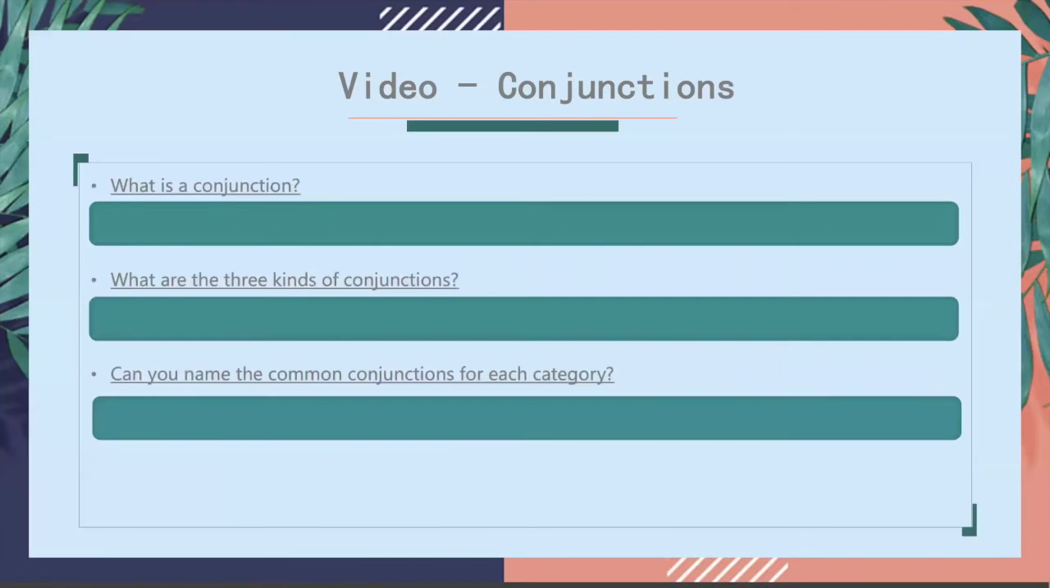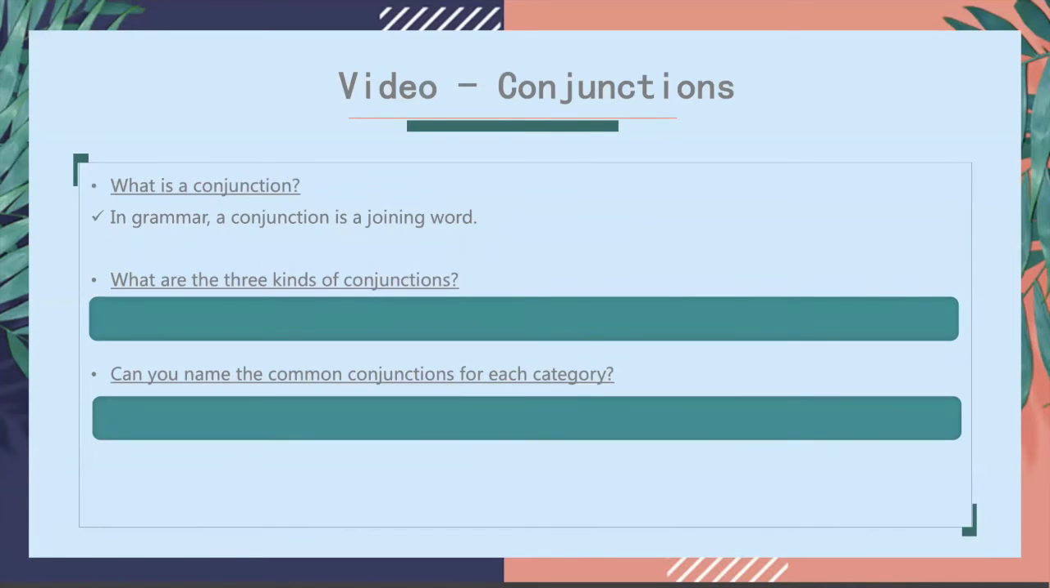After watching the video for the first time, let's check the answer for the questions I gave to you just now. The first one, what is a conjunction? To answer the question in an easy way, you can say that in grammar, a conjunction is a joining word, just like a glue, which can join two parts together.